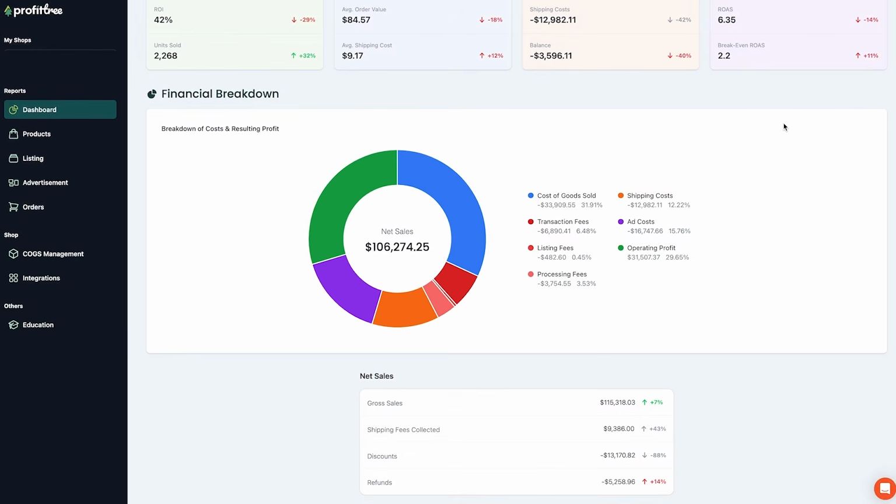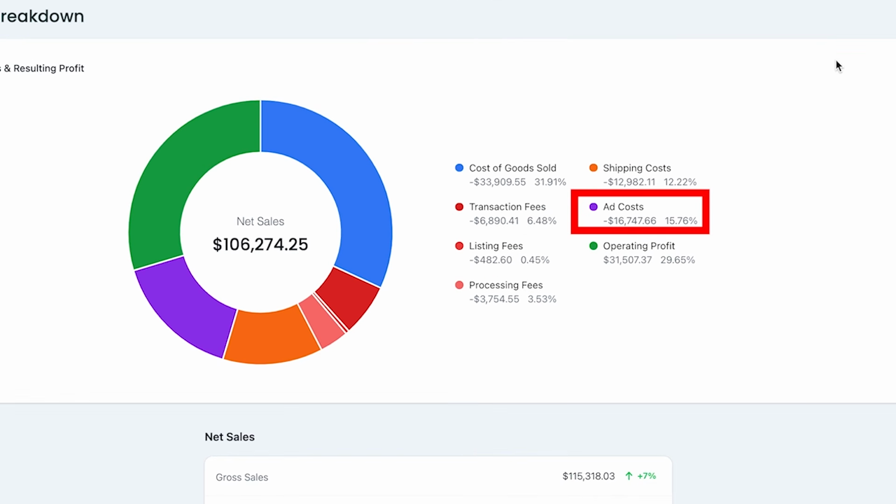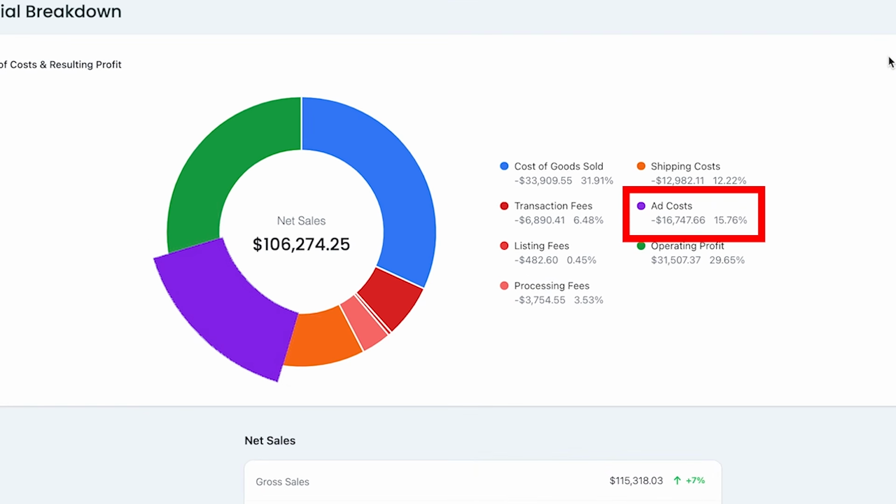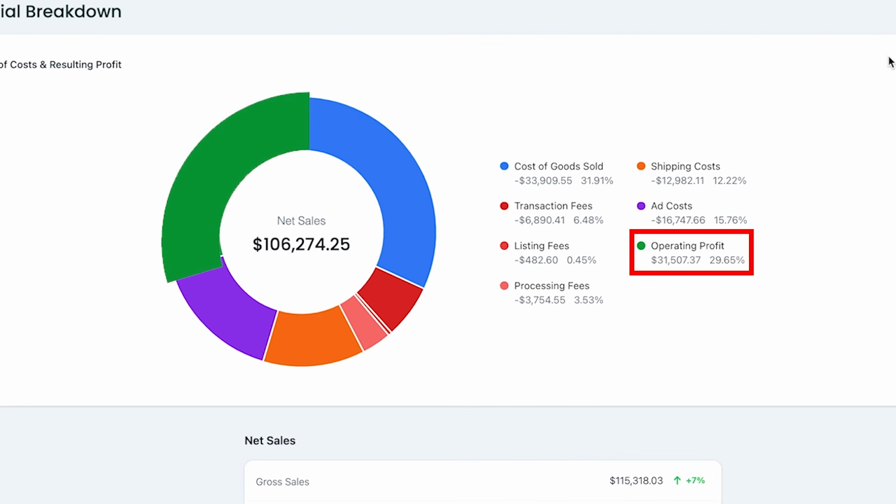So you can see here in this shop the ad cost percentage and the profit margin percentage. And this is a healthy profit margin percentage. But if they wanted to optimize this even further, they would become more strict with their ad spend dollars to decrease this piece of the pie and increase this piece of the pie. So how do you actually do that?